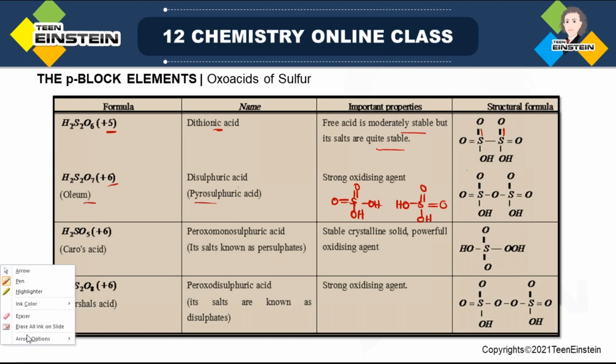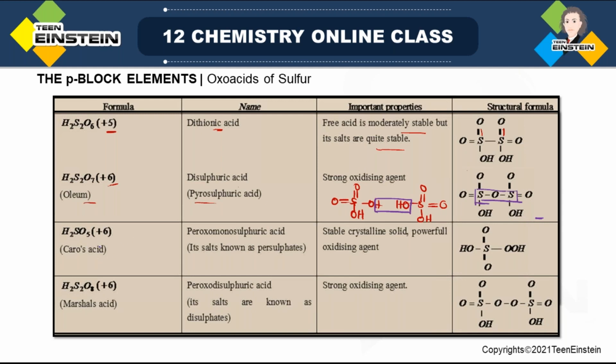Now, if you remove 1 water molecule, then you will get this structure. And this molecule has only this type of S-O-S linkage. No S-S bond, an S-O-S bond is present. This is a strong oxidizing agent.